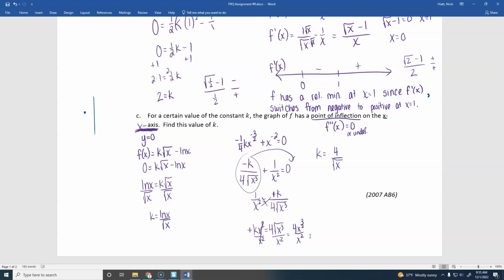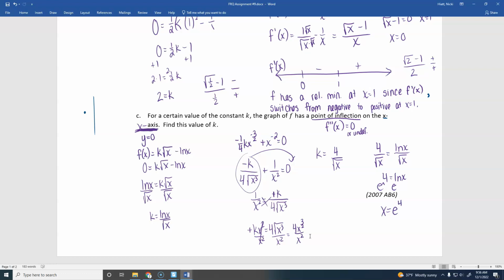They both equal k, so we can set them equal to each other. 4 over square root of x equals natural log of x over square root of x. Since they're both over the square root of x, those essentially just cancel out, right? And you just have 4 equals the natural log of x. How do you get rid of natural log? e to the power. So x is e to the 4th.